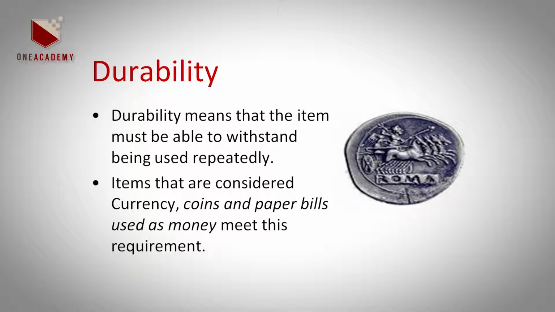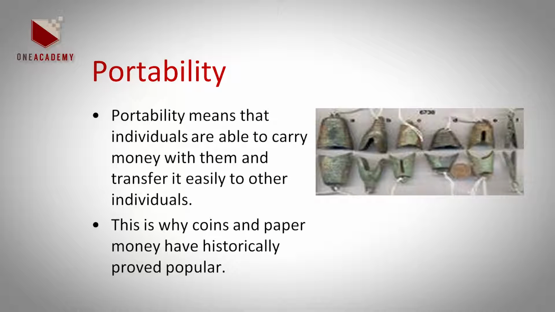This is the reason why we ended up using coins at one point in our civilization, because we needed to have durable currency. Items that are considered durable are coins and paper bills used as money when they are produced specially for this purpose. The next characteristic of good money is portability. Money should be easily transported from one point to another.